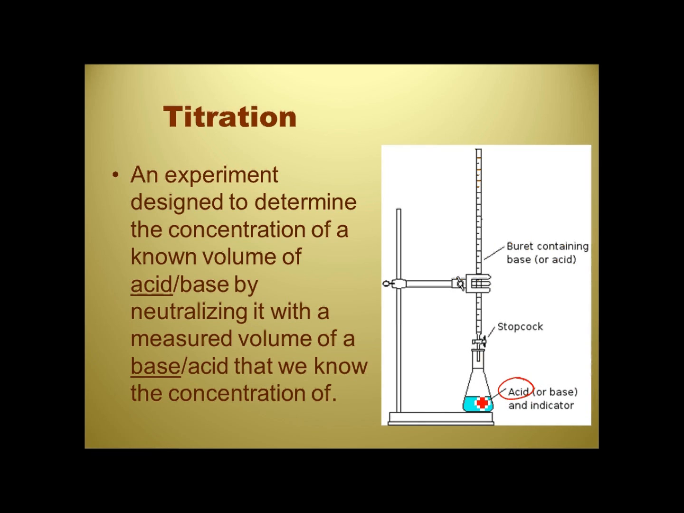But basically, what's going on here is that we take an acid and we put it into an Erlenmeyer flask or a beaker, as well as an indicator. We typically use an indicator like phenolphthalein that changes color when the acid has been neutralized. Okay. Then we fill up what's called a burette with a base.